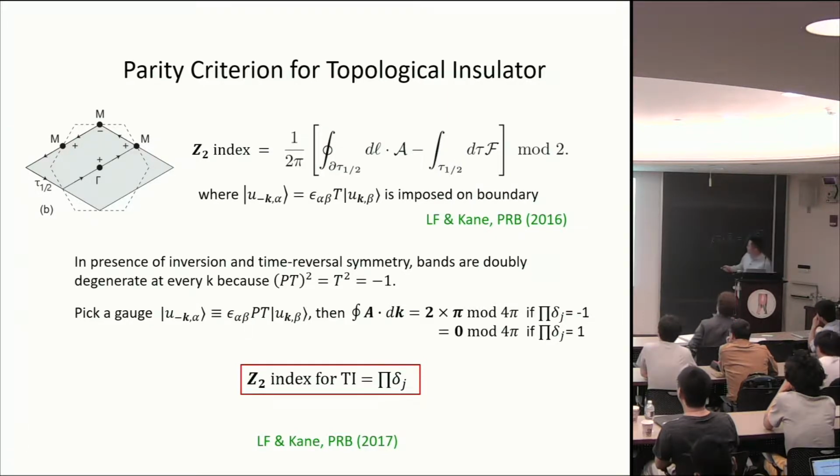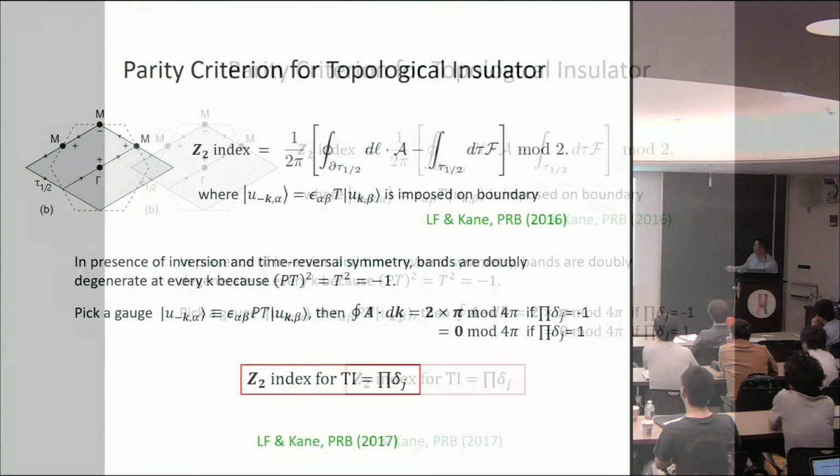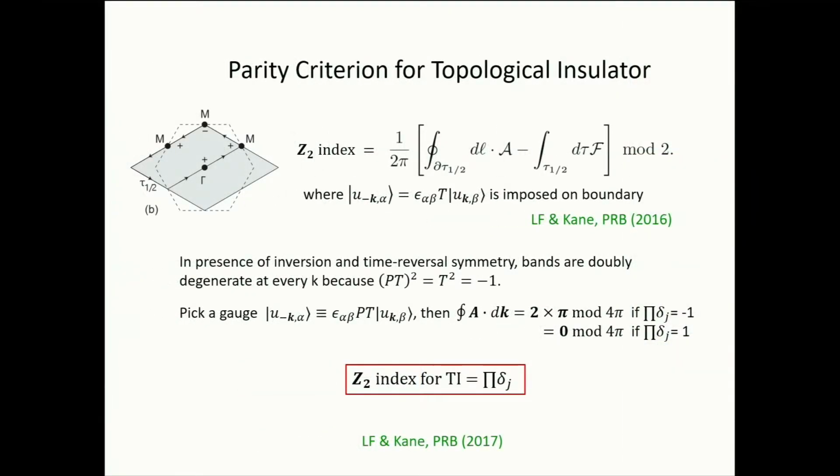Now, in the presence of inversion and time reversal symmetry, the bands are doubly degenerate at every momentum k, and that's because now this PT operator is anti-unitary, but it squares to -1. It's because time reversal squares to -1 for spin-full electrons. And again, one can now pick this gauge. Just like this morning, we picked a gauge where states are related by the PT symmetry. Here we pick the same gauge.